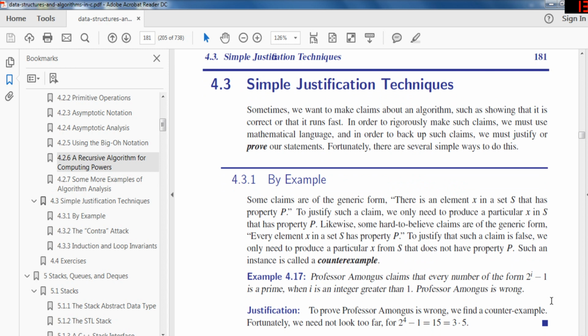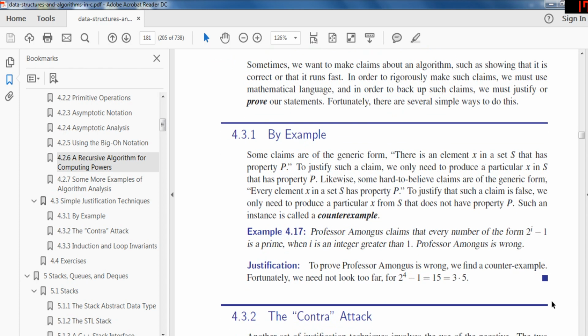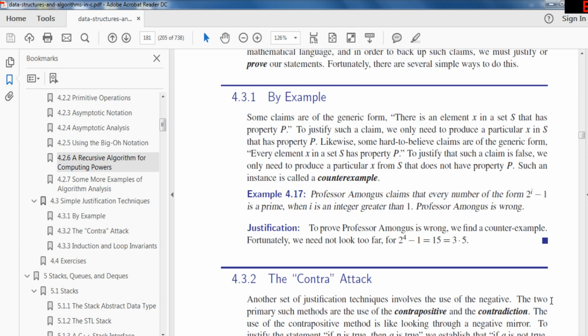Alright, so let's talk about justification techniques. This is just a way to show, when you make claims about an algorithm, that it is correct and that it runs fast. In order to rigorously make such claims, you must use some mathematical language. In order to do that, you have to justify or prove your statements. So there are a few ways to do this. You could do this by example.